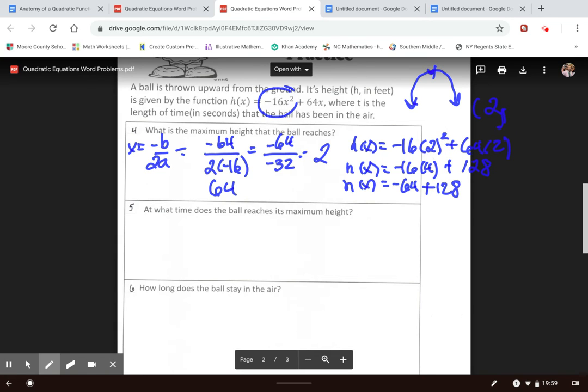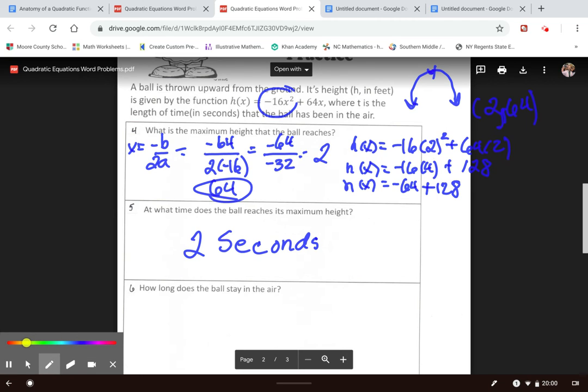All right, so then at what time does the ball reach its height? Well, we already found that out when we found our x value, which is going to be 2 seconds. So then the final question, number 6, is how long does the ball stay in the air? So again, we're looking for when the ball is thrown, and we're looking for that total time, from there to there, to see how long the ball stays in the air.